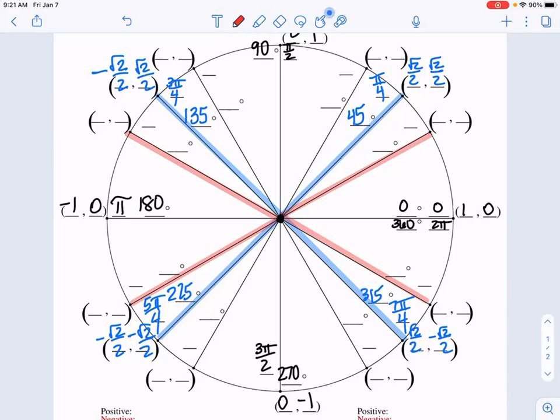All right, are we good with our pink? All right, so we're going to take our pink triangle. Remember, our hypotenuse sits on the radius. So here we have a 30-degree angle, which is the same as pi over 6.